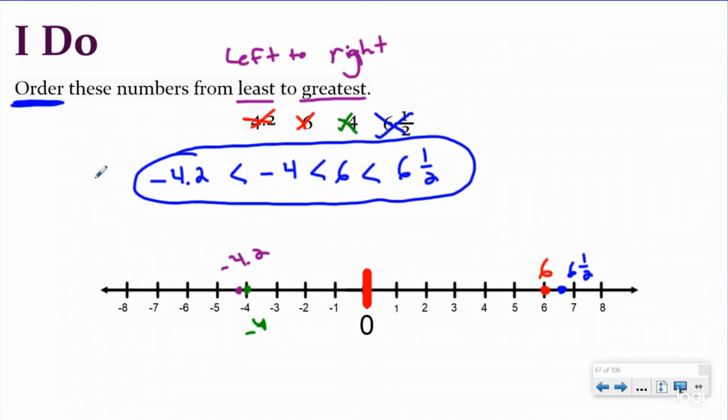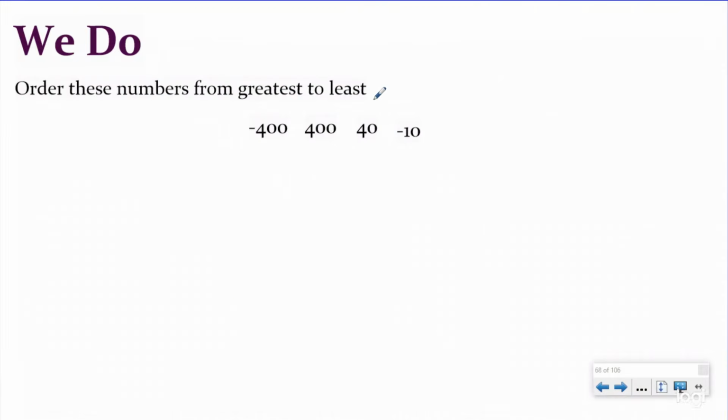We're doing the same exact thing we did the last few lessons, except we're going to be doing more than 2 numbers. For our we do problem, we're going to be ordering these 4 rational numbers going from greatest to least. And again, we know we're going to be going from right to left on the number line. But you don't have a number line here.